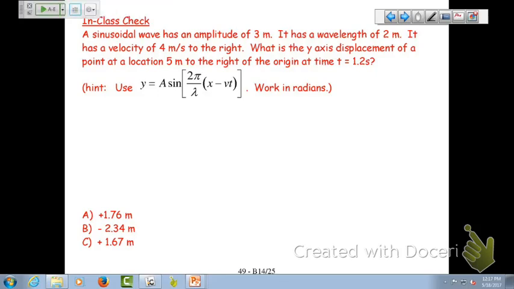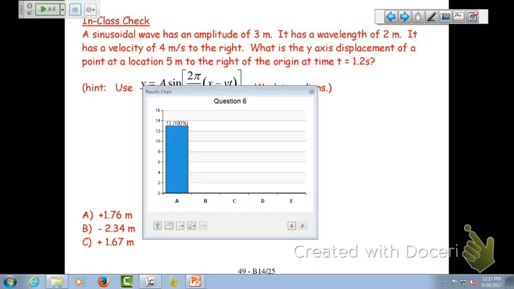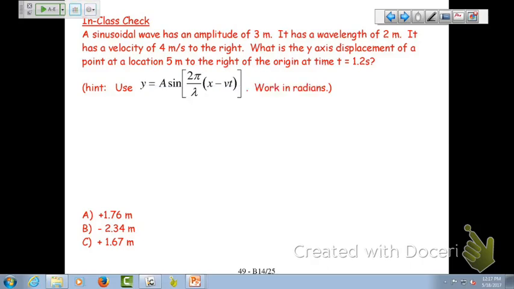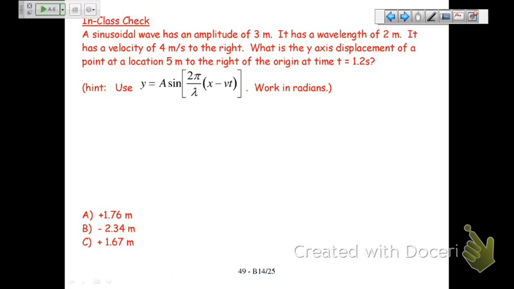At this point it is plug and chug. Let's have a quick look at that. Basically, a sinusoidal wave has an amplitude, so my A is equal to 3 meters. It has a wavelength, so my lambda is equal to 2 meters. It has a velocity, so my v is equal to 4 meters per second. And I'm going to underline to the right, because that's going to tell me what sign I need.